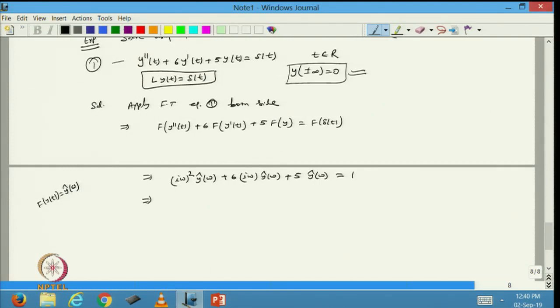So, from here I take Y(omega) common. This can be written as minus omega square plus 6 i omega plus 5, times Y(omega), is equal to 1. So, this one I can further write, and I can take minus 1 outside. So, this will become omega square minus 6 i omega minus 5.